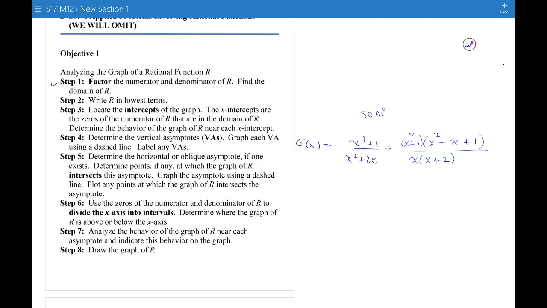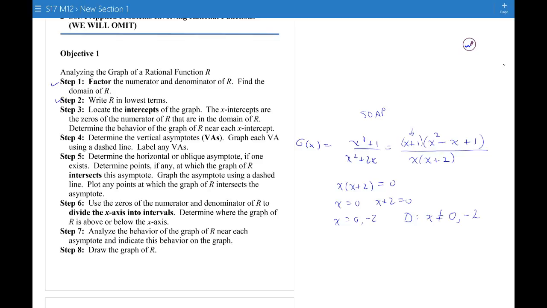Find the domain. Well, x times x plus 2 equals 0 when x equals 0 and x plus 2 equals 0. So that happens when x equals 0 and negative 2. So the domain is x can't equal 0 or negative 2. Okay, and then write r in lowest terms. There are no matching factors in the top and the bottom. But that step just says look and make sure that there aren't matching factors in the top and the bottom.